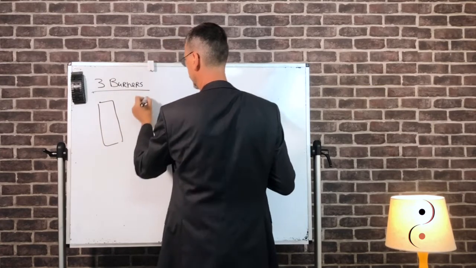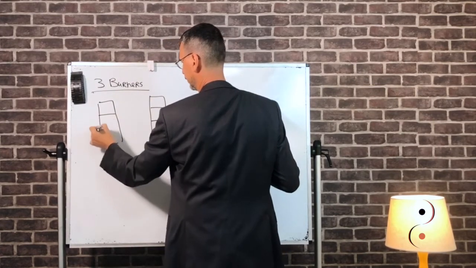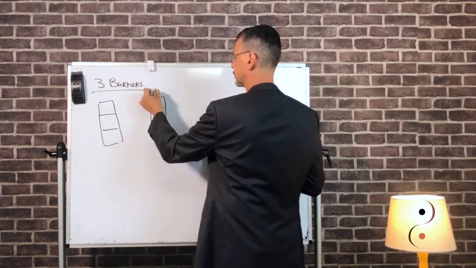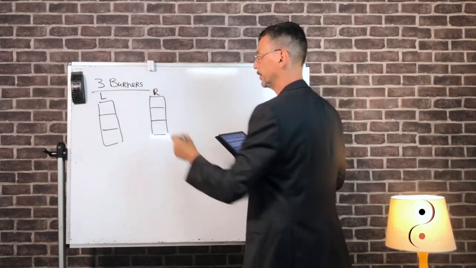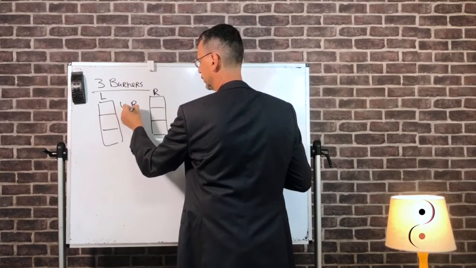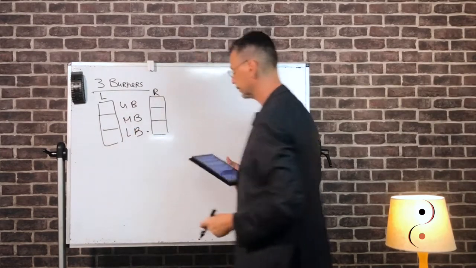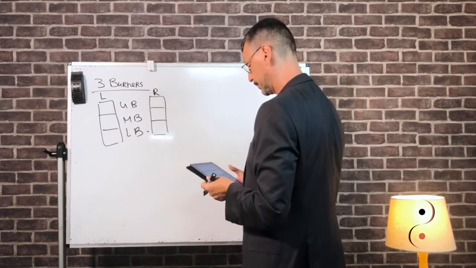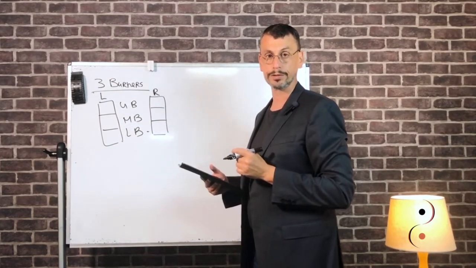And we can divide the pulse, here and here, in 3 parts. Here you have the right one and the left one. So here you have the upper burner, middle burner, lower burner. And you can analyze the pulse of the burners.